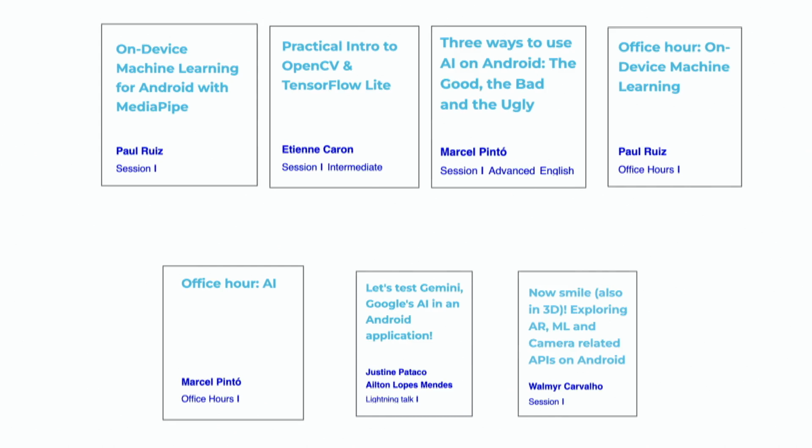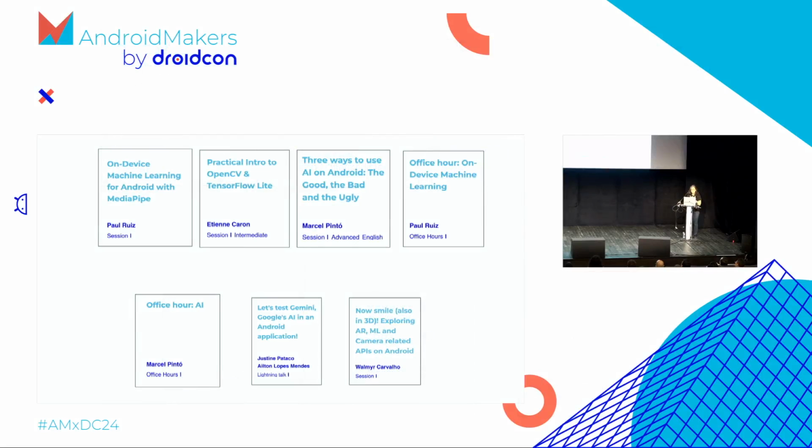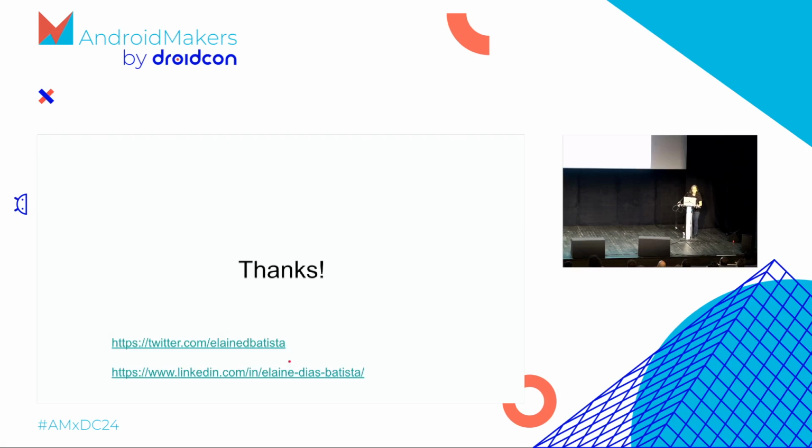And finally, to finish, there are a bunch of other AI, ML, and GenAI talks or sessions today. So here are the ones: the developer from Google talking about MediaPipe, talking about TensorFlow, AI, and I think Valmy is talking about ML as well, and Gemini, and then some office hours as well.